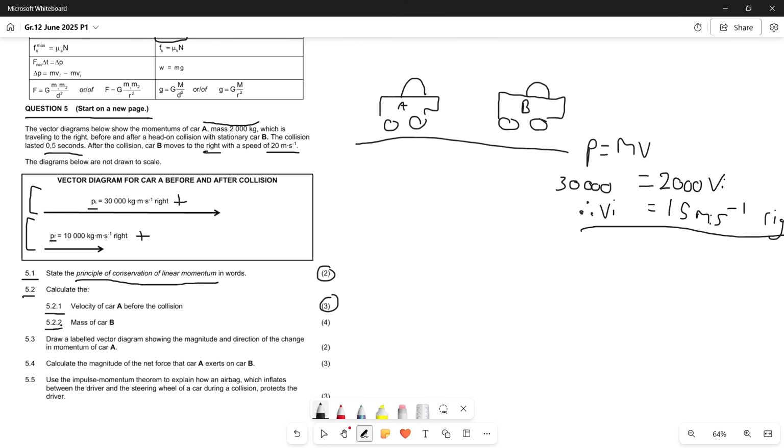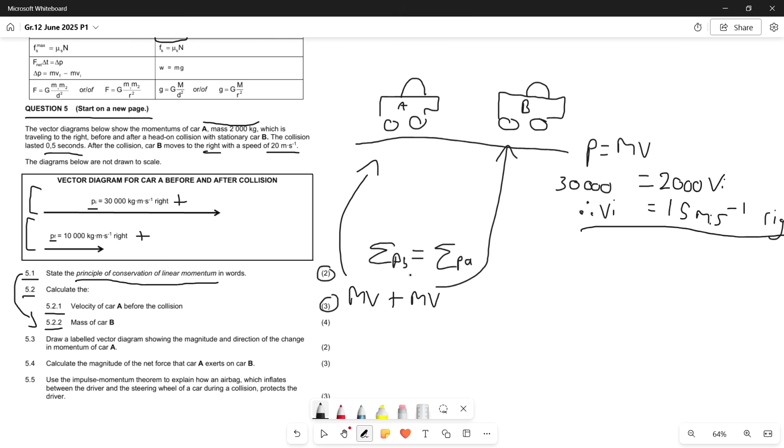We're on 5.2.2 over here. It is asking us to calculate the mass of car B for 4 marks. So 5.2.1 was just using the momentum formula, but 5.2.2 has to do with the principle of conservation of linear momentum. What we want to look at when something is 4 marks, it means we're looking at the momentum before and our momentum afterwards. So what this means is that we need to add up the 2 different objects before the collision, accounting for their mass multiplied by their velocity, and this mass multiplied by this velocity. So this is car A over here, and this is car B. This is the before scenario.